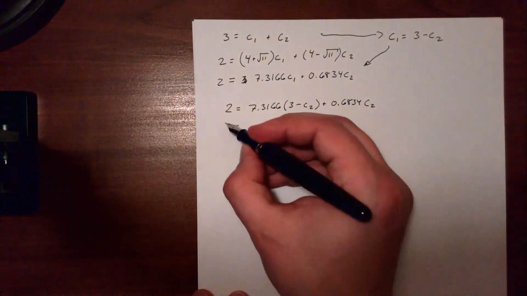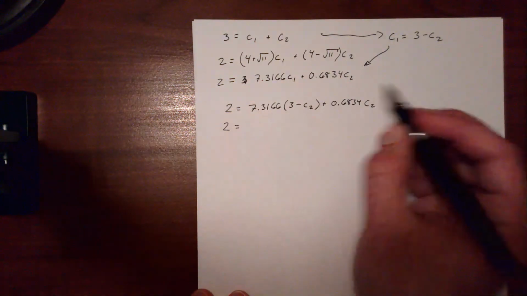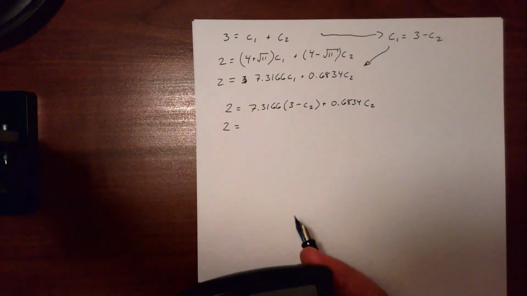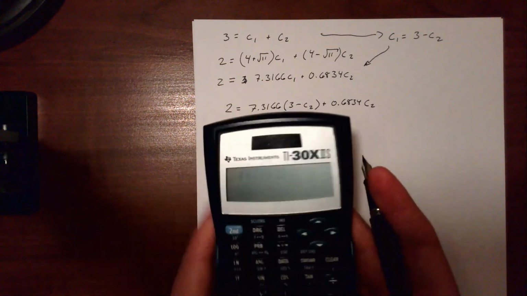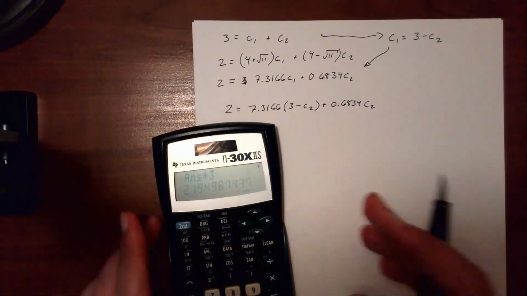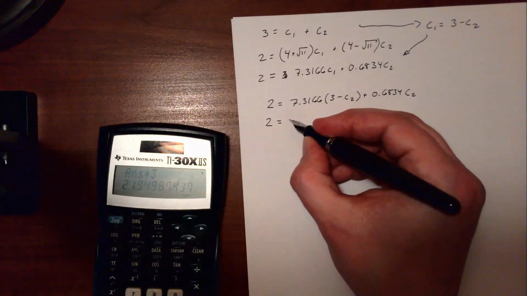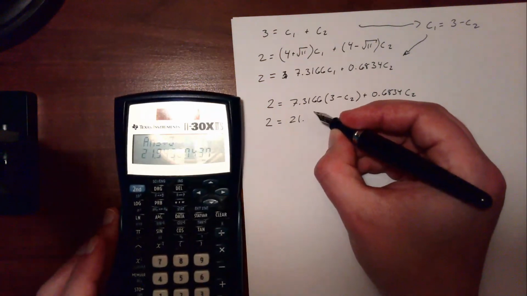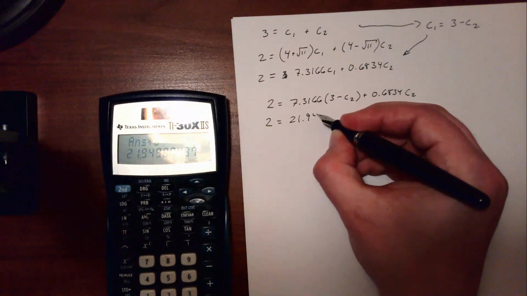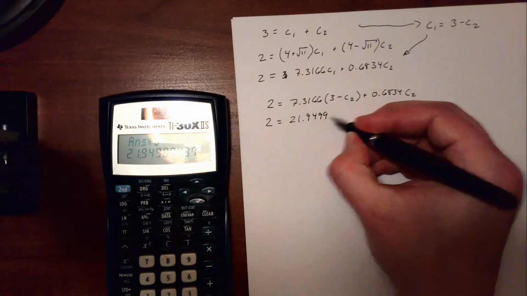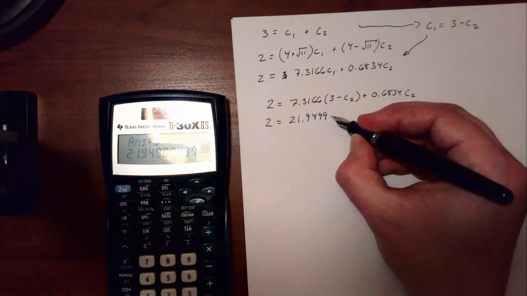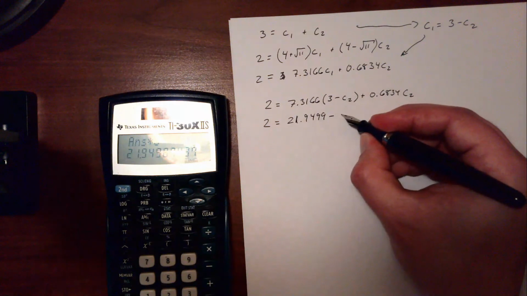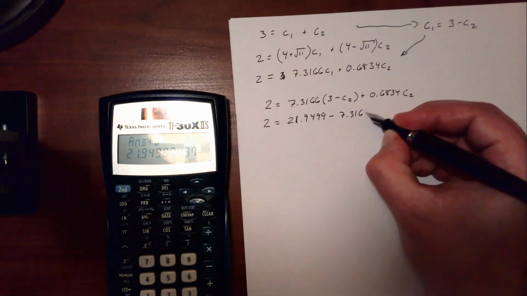It looks like it'll give us 2 equals 3 times that. So once again, if I take that and just multiply it by 3, what's it going to give me? It looks like it's 21.9498, 9499 if I round it accordingly, according to the fourth decimal place as I've been doing, minus 7.3166 C2.